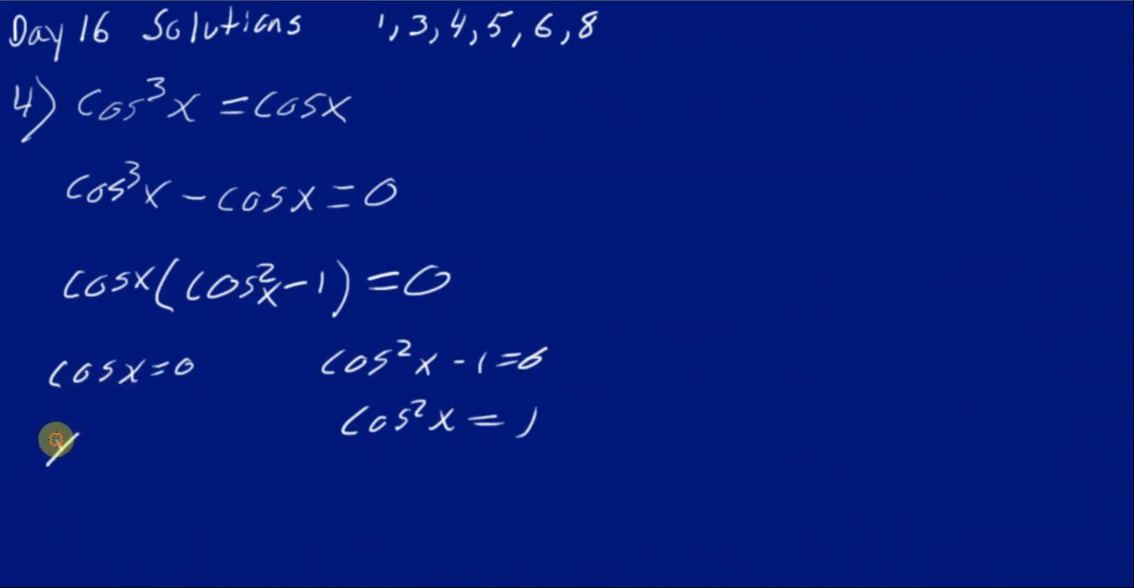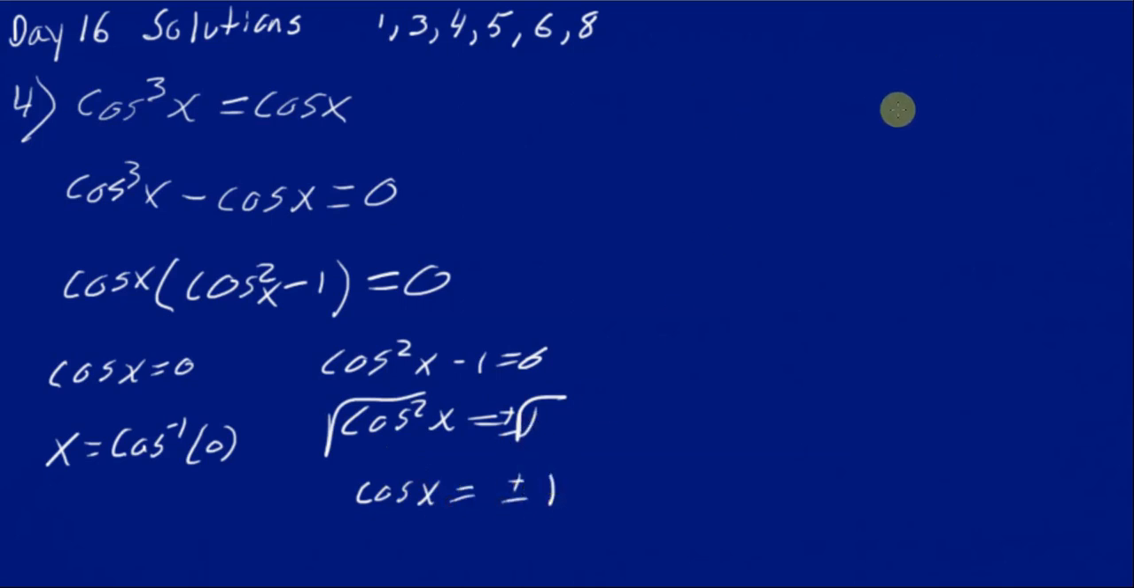Taking the inverse cosine, so x is equal to the inverse cosine of 0. And over here, taking the square root of both sides, and then taking the inverse cosine, let's just go ahead and make it 2 steps. Cosine of x is equal to plus or minus the square root of 1, which is just 1. So that's going to be x is equal to the inverse cosine of 1, and x is equal to the inverse cosine of negative 1.